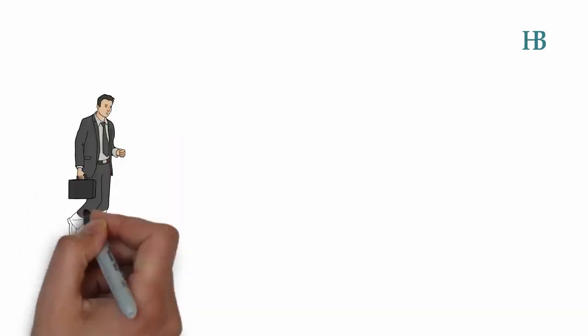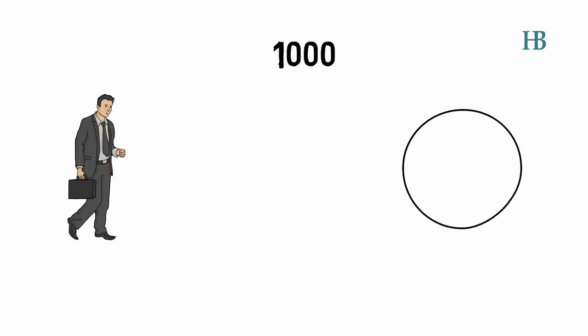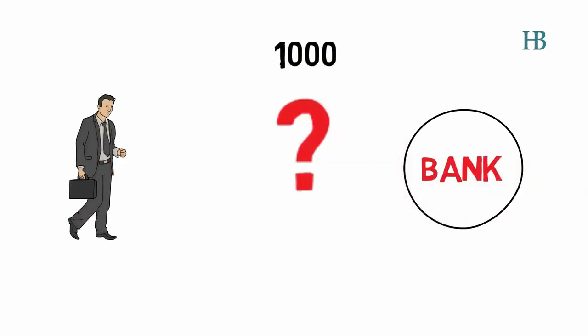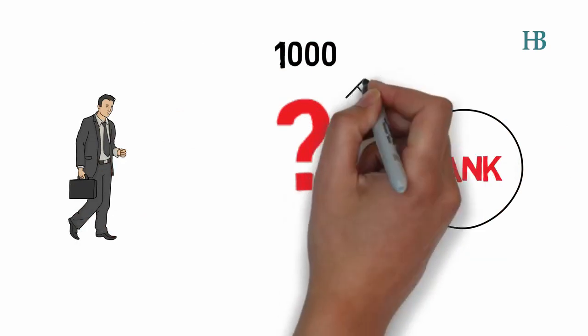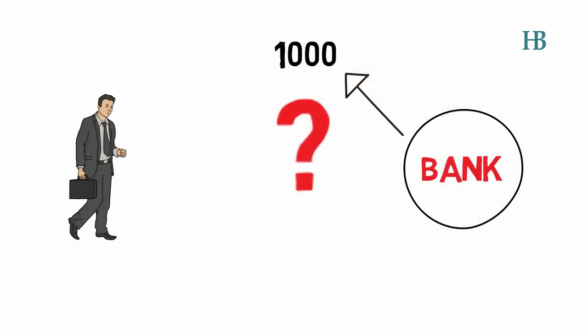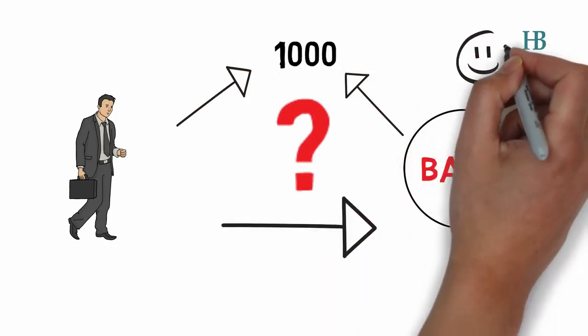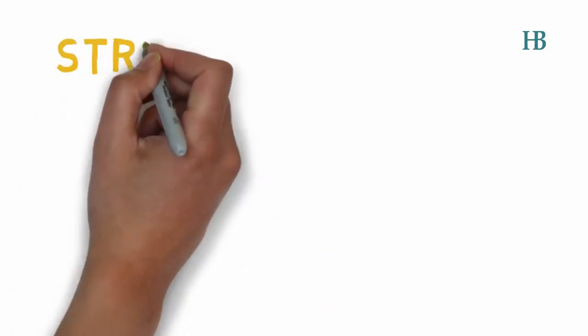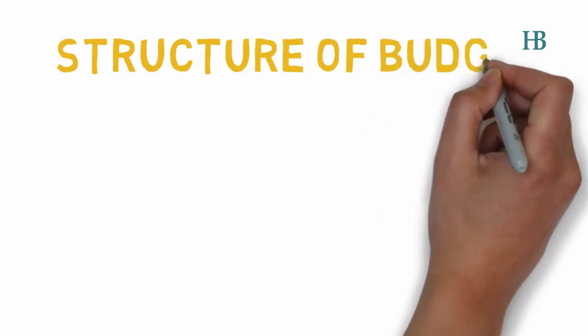Say you have borrowed 1000 rupees from a bank. Now tell me, this 1000 rupees is an asset for whom and a liability for whom? Yes, this 1000 rupees is an asset for the bank because it is their money, and a liability for you because you have to repay it to the bank after some years. I hope you are clear now about assets and liabilities. So let's now jump into the structure of the budget. I will discuss it step by step by showing you the diagram.